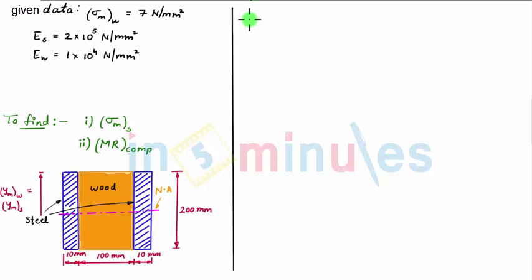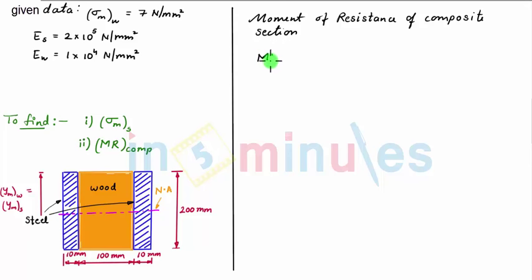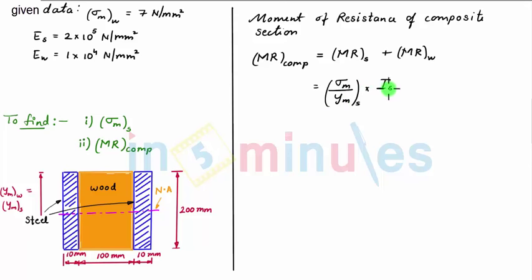Let's find out the moment of resistance of the composite section. Since we have the composite section whose centroidal axis passes through the centroidal axis of each of the wood and steel sections, the moment of resistance of the composite section is given as the moment of resistance of steel plus the moment of resistance of wood. This is equal to sigma max upon y max of steel into I of steel, plus sigma max upon y max of wood into I of wood.